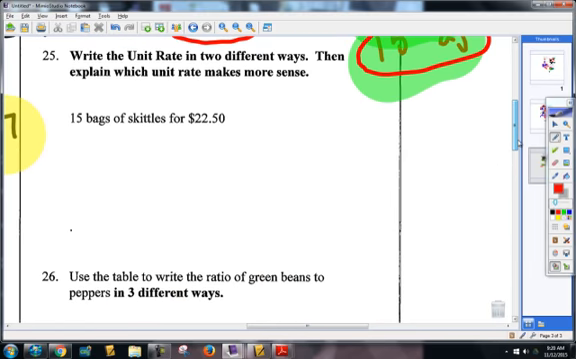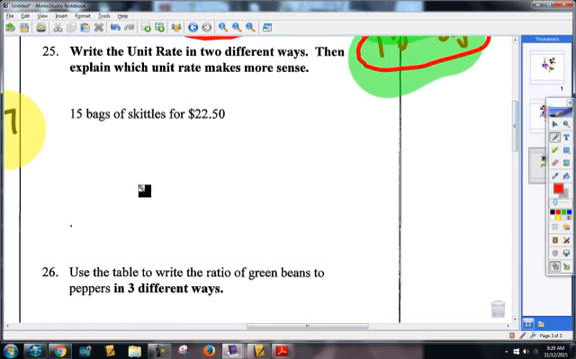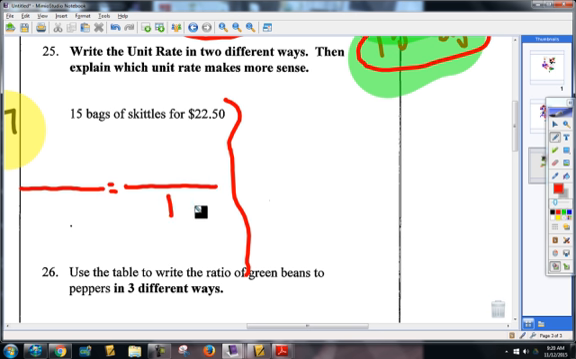Okay, number 25. Here we go. We're going to write this unit rate in 2 different ways. So, I always like to just draw a line here. What's one way that I can figure out that unit rate? How many dollars for 1 bag of Skittles, right? So that means bags are here, and then money's here. Now, if you don't have labels, it's wrong.